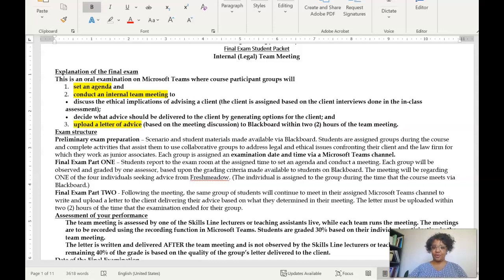And so the first thing to notice is that the exam packet tells you what you will be actually assessed on. And if you notice here, you're being assessed on whether you can set an agenda as a team, how you conduct your meeting, including how you talk about the ethical concerns, as well as how you generate options for your client. And then it ends with something that happens after the meeting, which is when your team gets together and writes the client letter and uploads it to Blackboard.